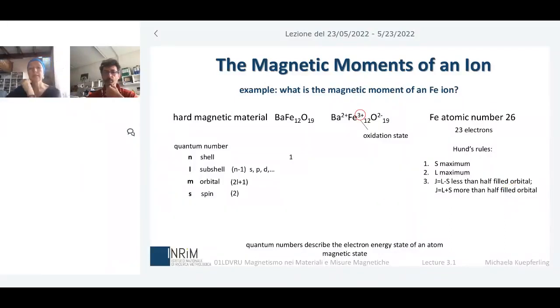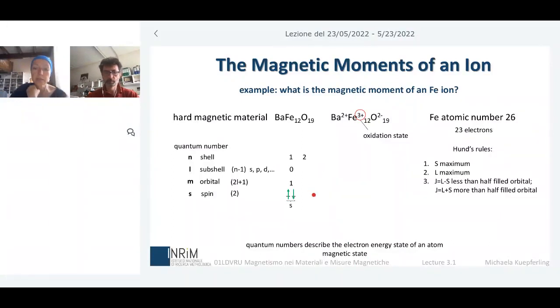Okay, now let's try to fill in our electrons. So we have 23 electrons to fill in our state. So we start, of course, with the lowest energy, quantum number n equal to 1. Then we have subshell S equal to 0. We have, of course, then M equal to 1. And we can fill in 2 electrons in this S orbital. So spin up and spin down.